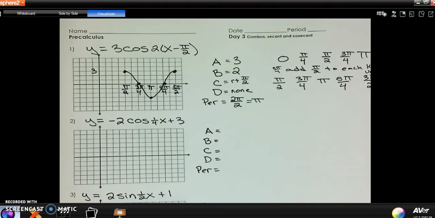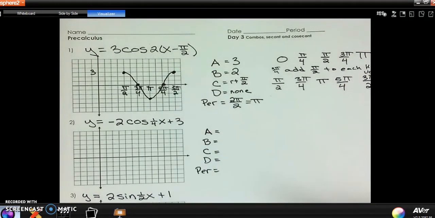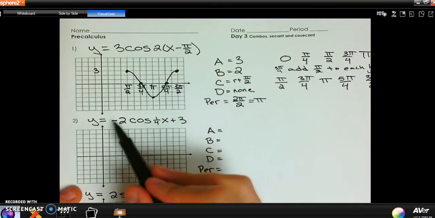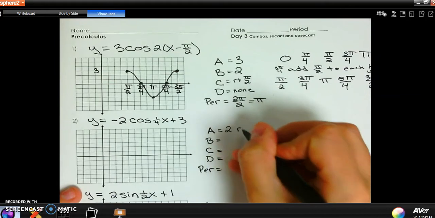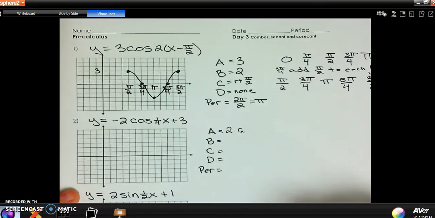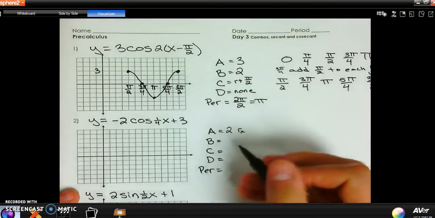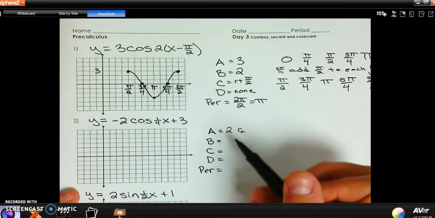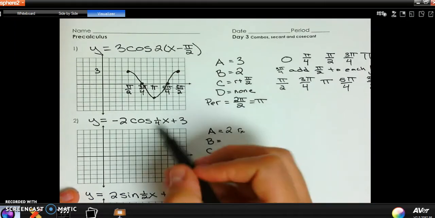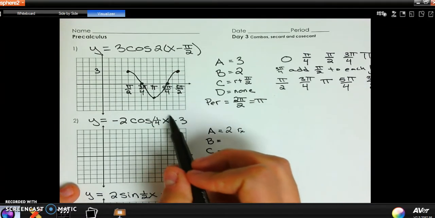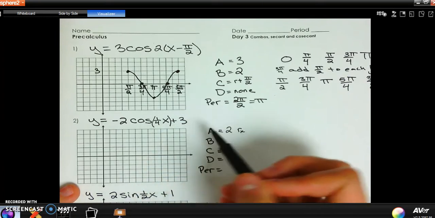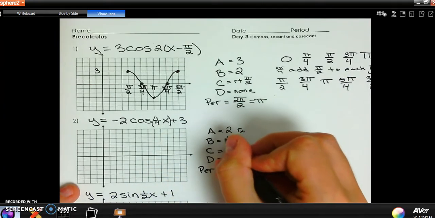Okay? All right. So now we will go on to graph this next cosine curve. And so here, there's a negative with the 2, so my amplitude is still 2, but I indicate that there's a reflection over the x. Remember, your amplitude is always positive. And then the b value, again, this 1/4 is by itself. So that b value is 1/4.